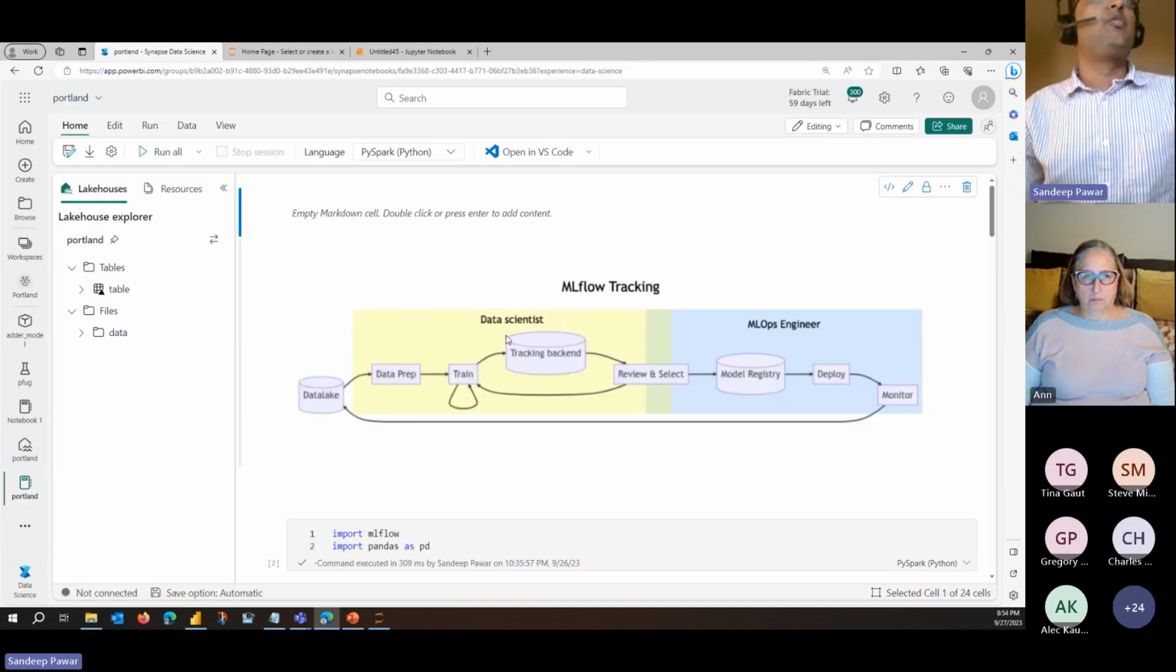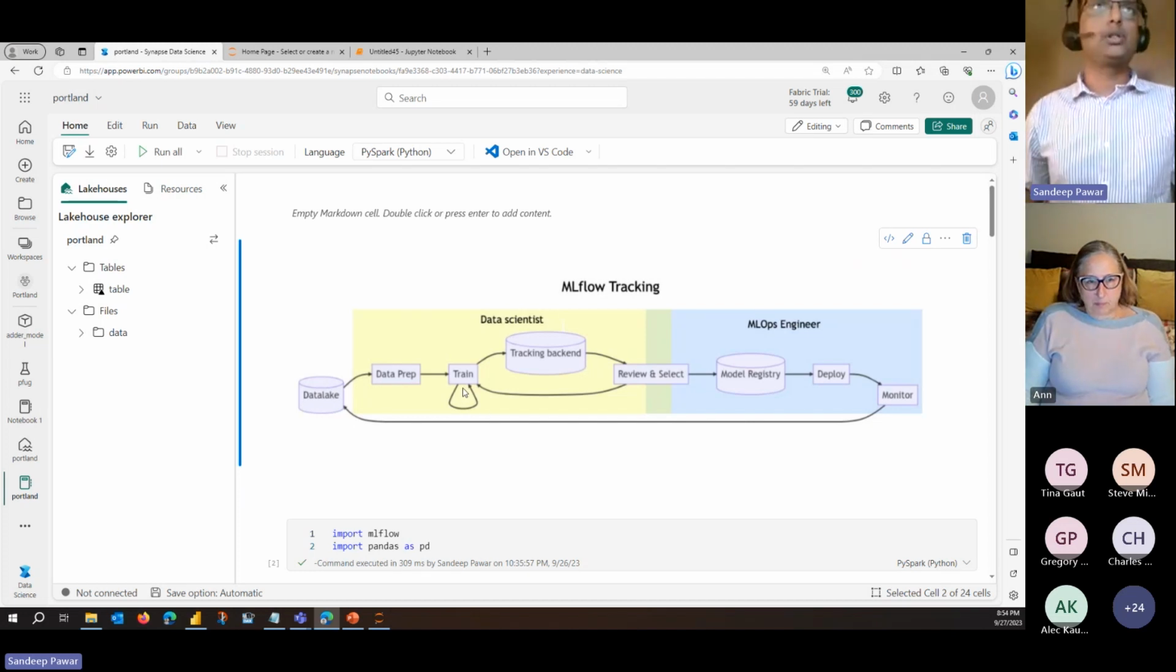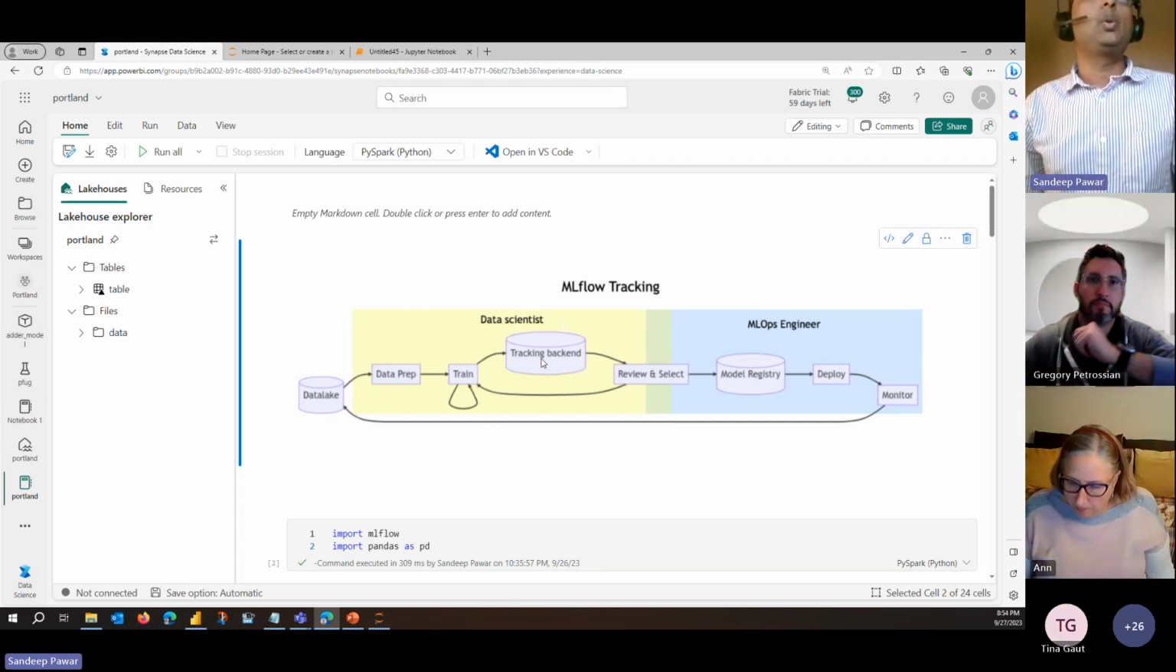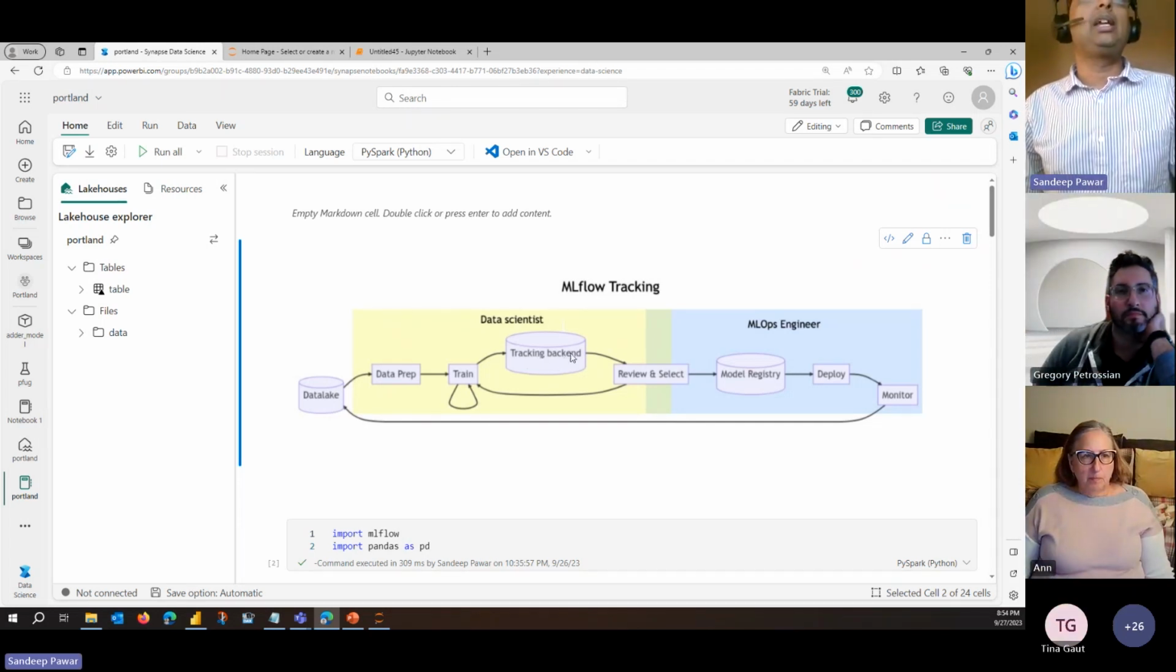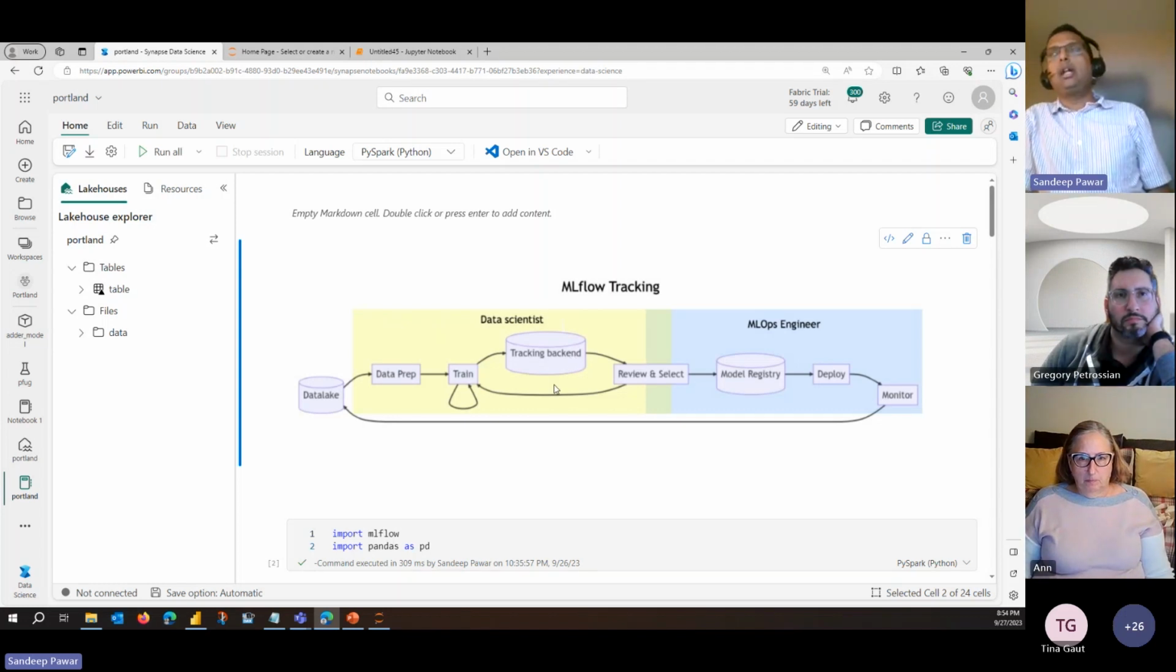So to recap for MLflow, the overall process is you start with the data lake where you have the data, you clean the data, you train the model, which is where we created the functions. Once you are satisfied with your run, you save that to the tracking backend. If you're in Azure ML, Azure ML also uses MLflow, so the overall process would be the same. If you're using Databricks, you will also use MLflow.